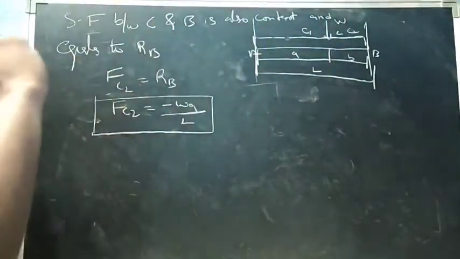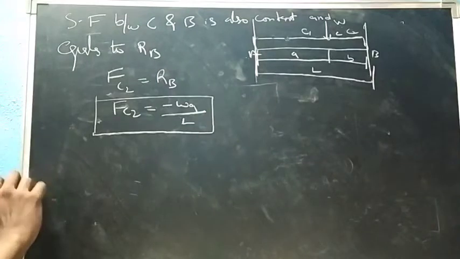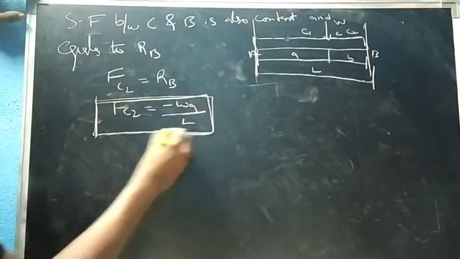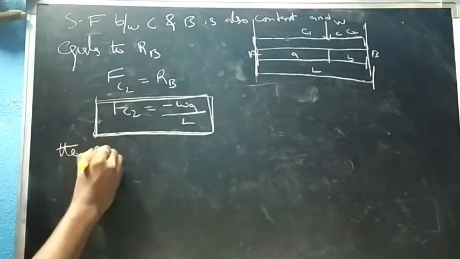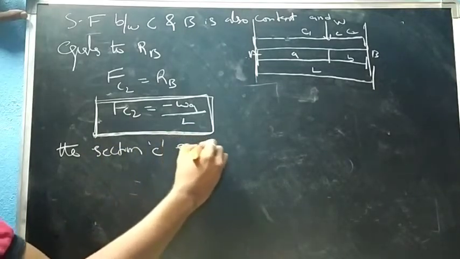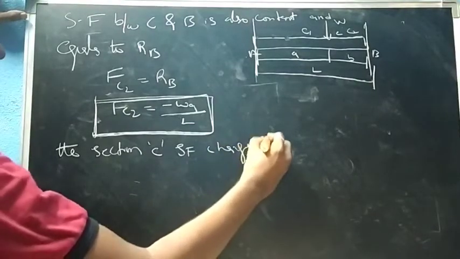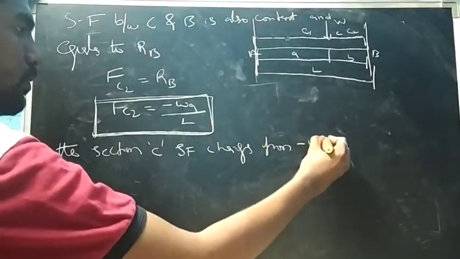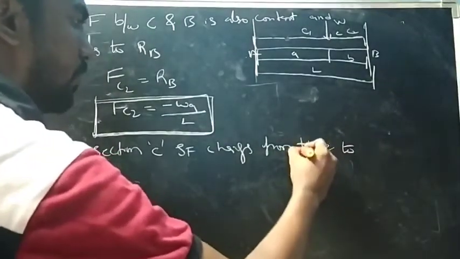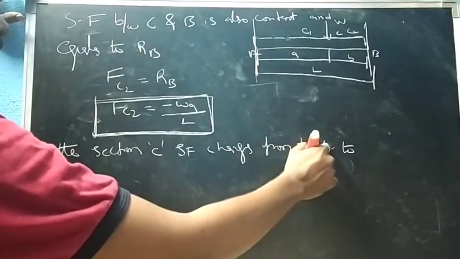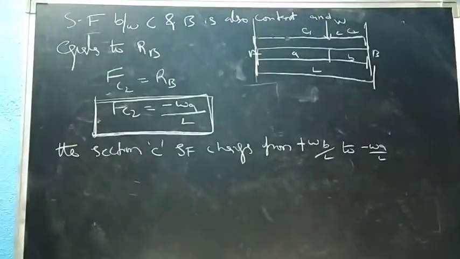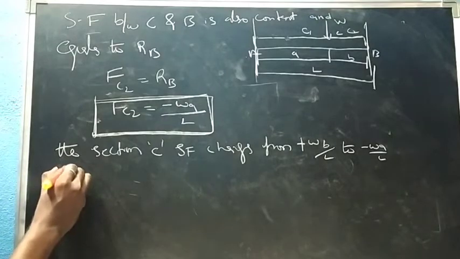So now we will find out bending moment. So I can write now the section C shear force changes from minus WB upon L to plus, that is positive WB upon L to minus WA upon L, right? Now we will find out bending moment.